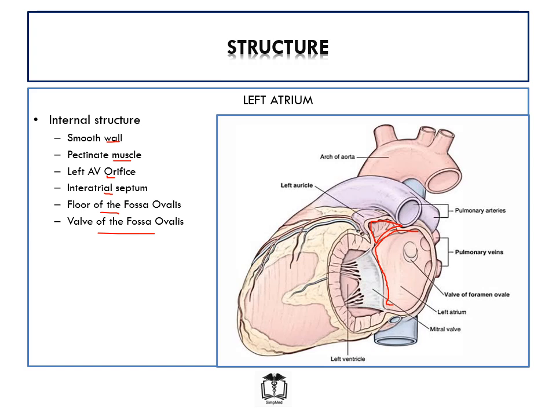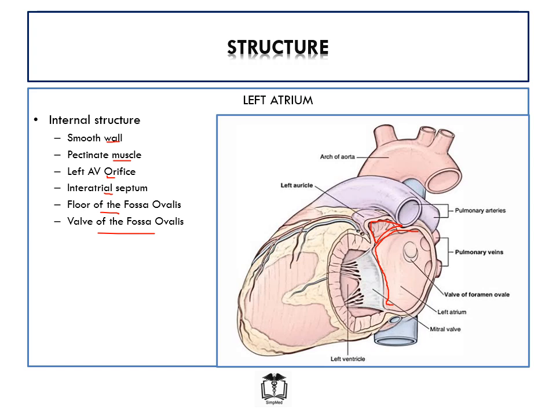Then the left atrioventricular valve, also similar to the right side, is a small orifice or opening that is guarded or blocked by the mitral valve, which separates the left atrium from the left ventricle. It allows for flow of oxygenated blood from the left atrium into the left ventricle. Then we have the interatrial septum. Just like the one we saw on the right side of the heart, it separates the left atrium from the right atrium. Then finally, we have the floor and valve of the fossa ovalis.